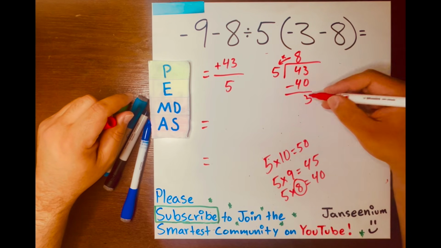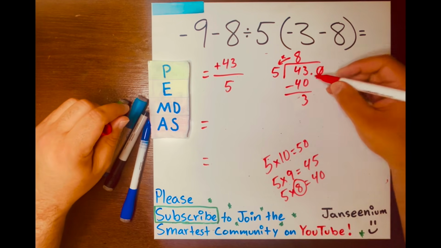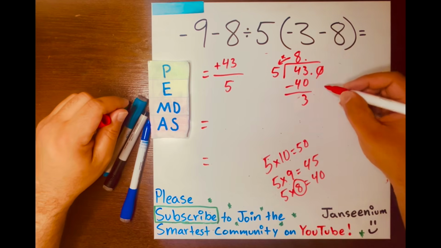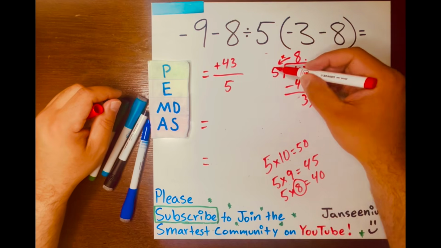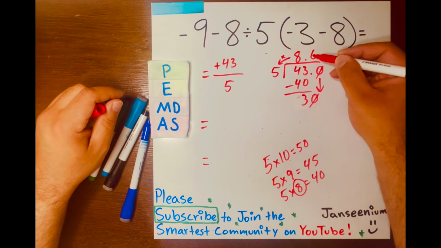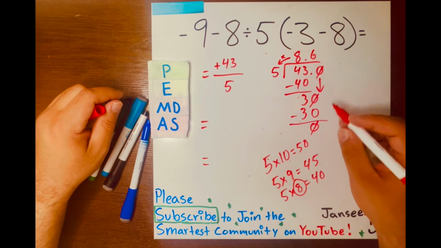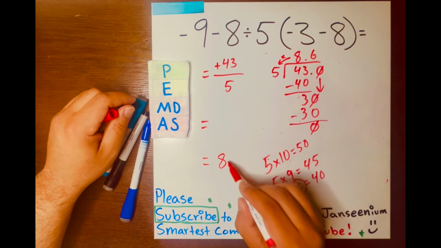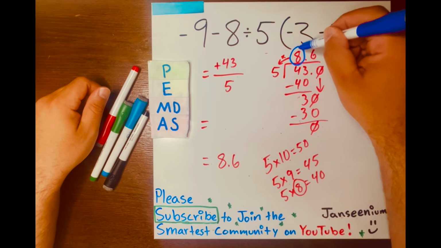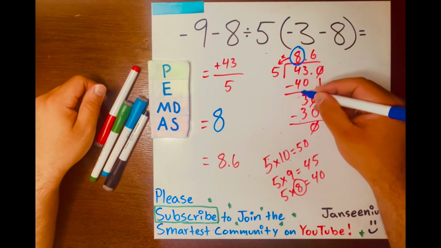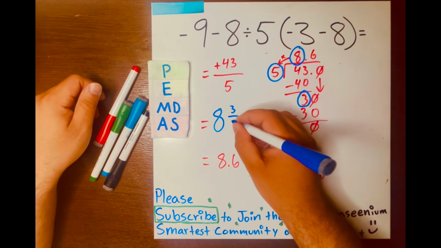You can't fit 5 into 3, so the 3 needs to borrow a 0. So add a decimal after the 43 and after the 8. Drop the 0, give it to the 3. Now the 3 becomes 30. You can fit 5 into 30 6 times, and 6 times 5 is 30. And 30 minus 30 is 0. So your decimal answer is 8.6. And your mixed number answer is the whole number, 8. The remainder, 3, goes above the fraction bar, and the 5 goes below the fraction bar.